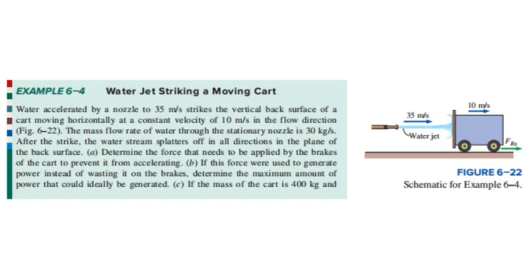We have a water jet shooting at 35 meter per second that strikes the back of the cart moving at 10 meter per second in the same direction. The water flow rate is 30 kg per second. We need to find the braking force needed to keep the cart at constant speed, the power wasted by brakes, and what happens if the brakes fail.